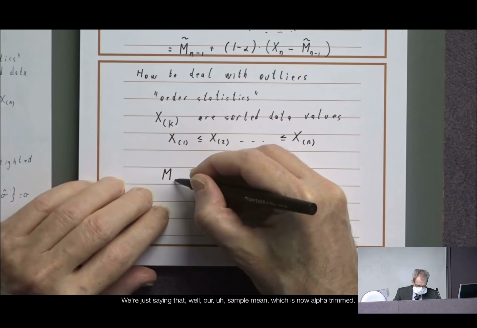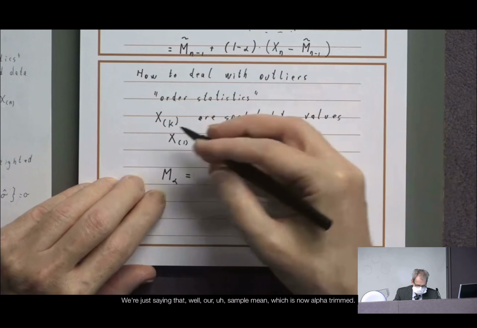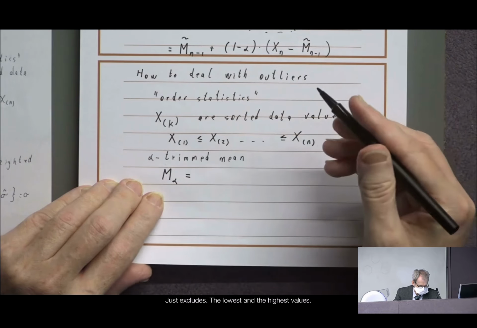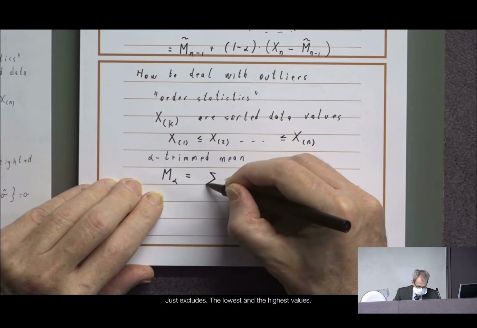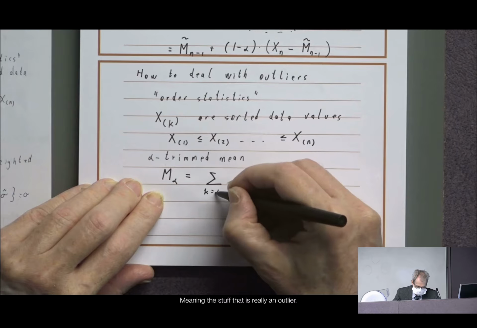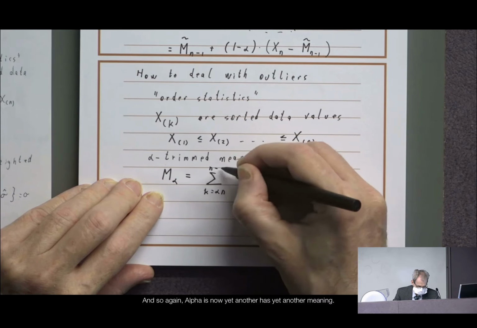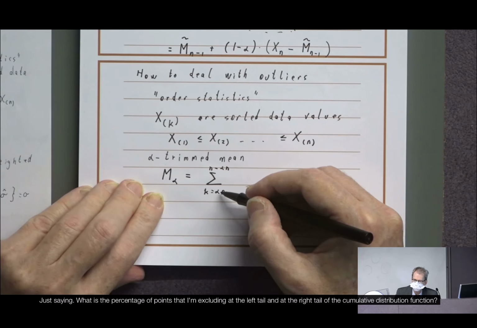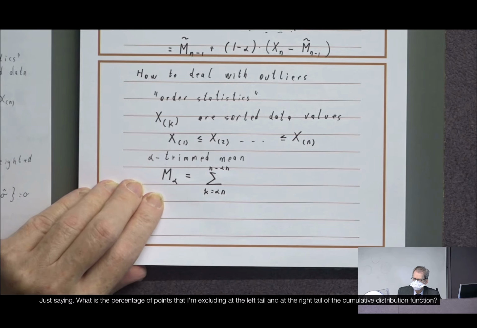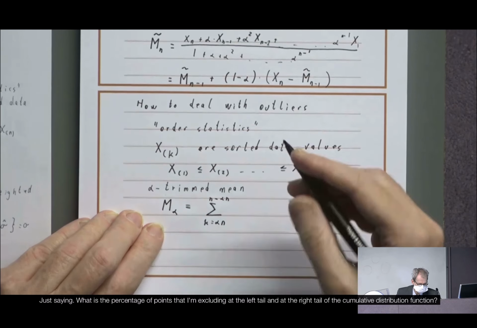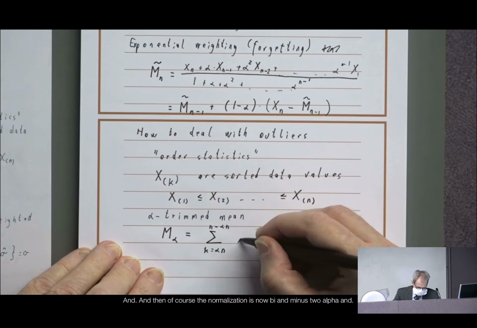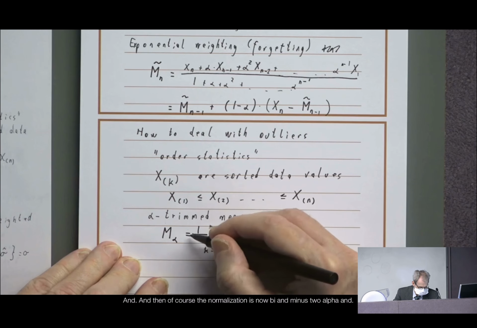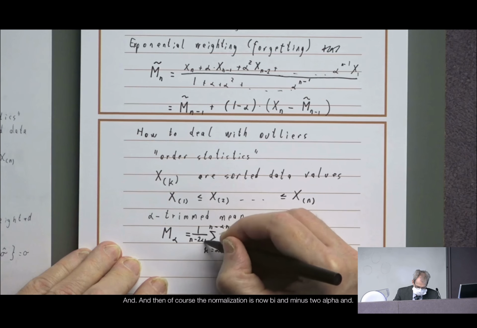We're just saying that our sample mean, which is now alpha trimmed, just excludes the lowest and the highest values, meaning the stuff that is really an outlier. And so again, alpha now has yet another meaning, just saying what is the percentage of points that I'm excluding at the left tail and at the right tail of the cumulative distribution function. And then, of course, the normalization is now by n minus 2 alpha n.